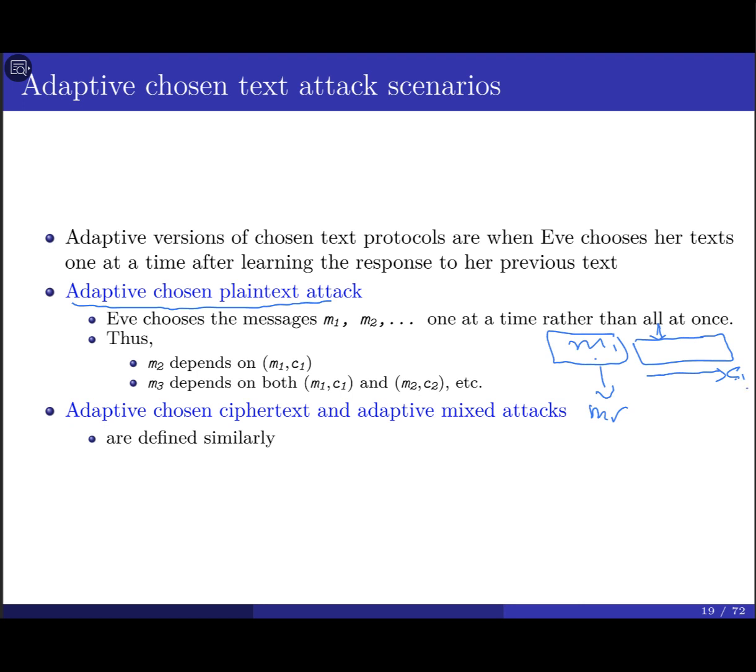When you try to send M2, M2 is dependent on M1 and C1, because I'm going to take a look at the value, monitor the behavior, the pattern, then create M2, then send it in order to receive C2. So in order to send M3, it depends on what? M1 and C1, and also it depends on M2 and C2. This is one of the strongest attacks here. Because if you manage to do that, that means you have full control.